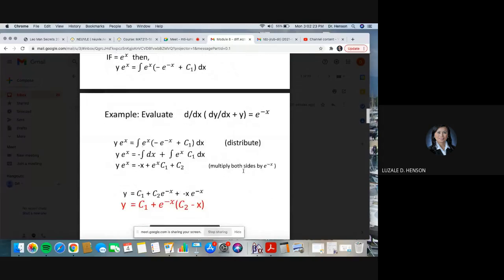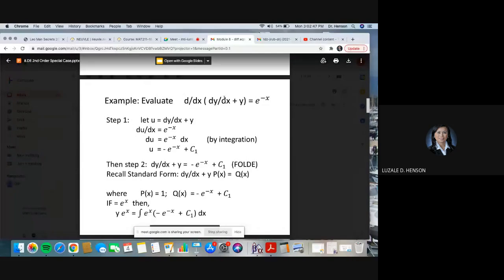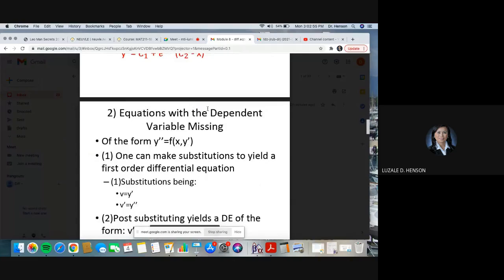So if you're going to search for this topic on the web, you just have to type second order reducible, or you could also type second order with variable x missing, variable y missing. Case 1 is very rare. I don't know if you can find it on the internet with examples. But case 1, case 2, and case 3, you can find on YouTube. There's a link that discusses this topic with variable x and y missing.